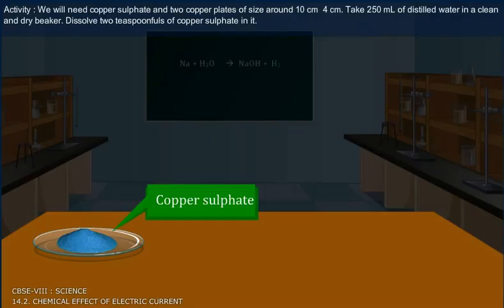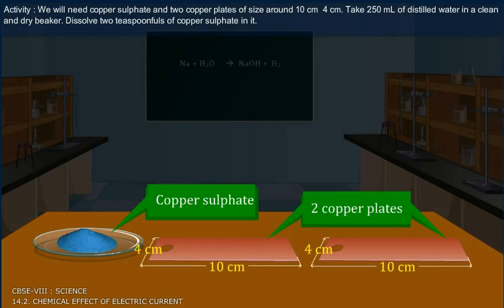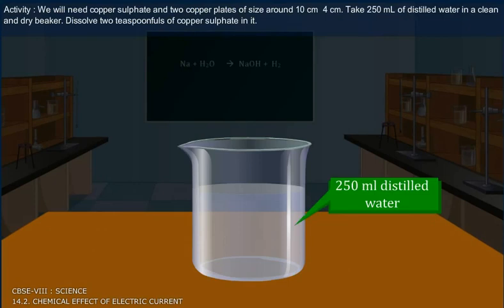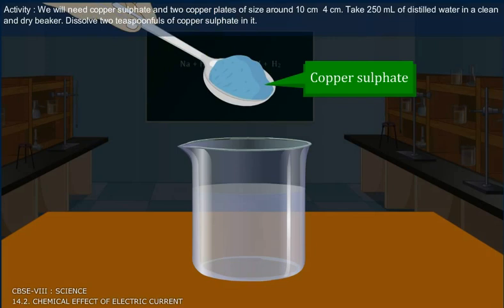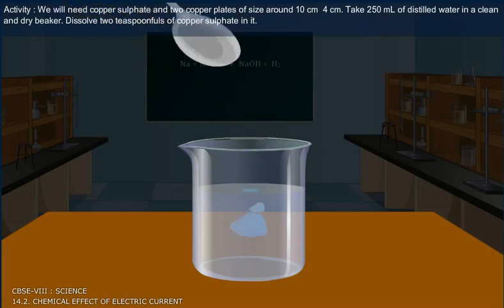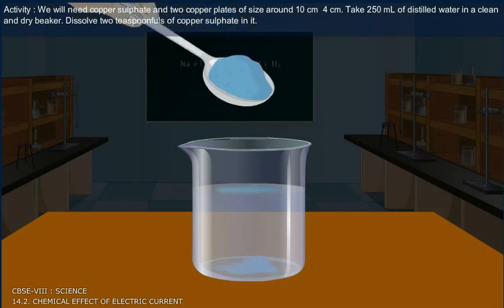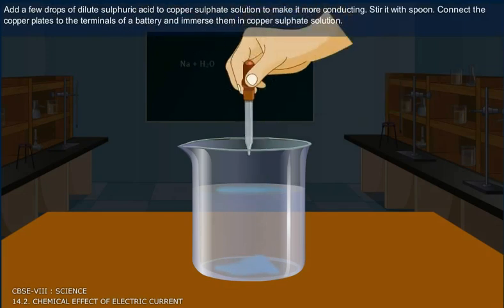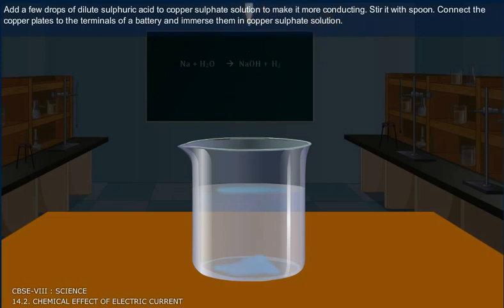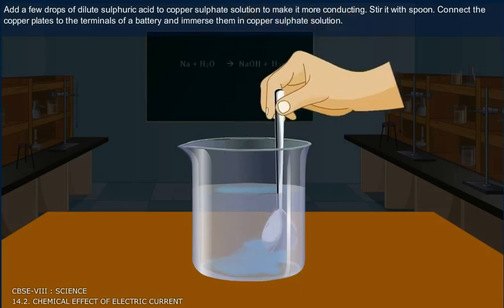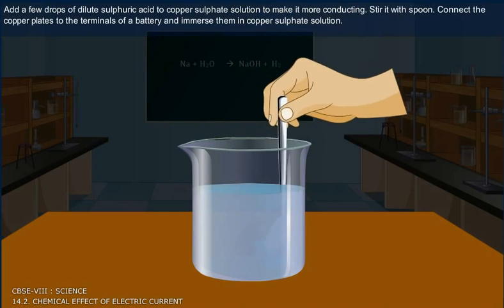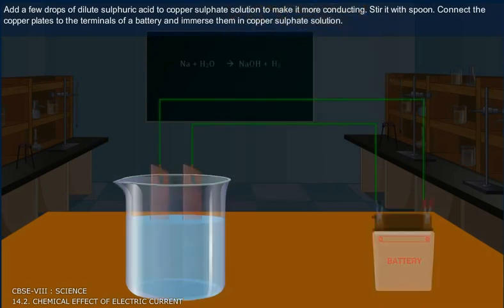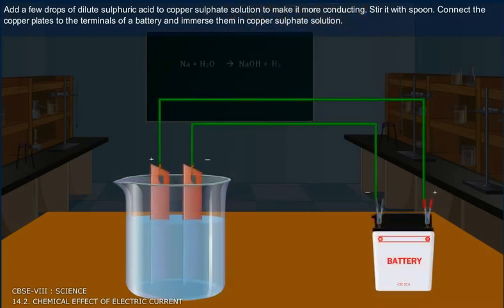Activity. We will need copper sulfate and 2 copper plates of size around 10 cm by 4 cm. Take 250 milliliters of distilled water in a clean and dry beaker. Dissolve 2 teaspoonfuls of copper sulfate in it. Add a few drops of dilute sulfuric acid to the copper sulfate solution to make it more conducting. Stir it with a spoon. Connect the copper plates to the terminals of a battery and immerse them in the copper sulfate solution.